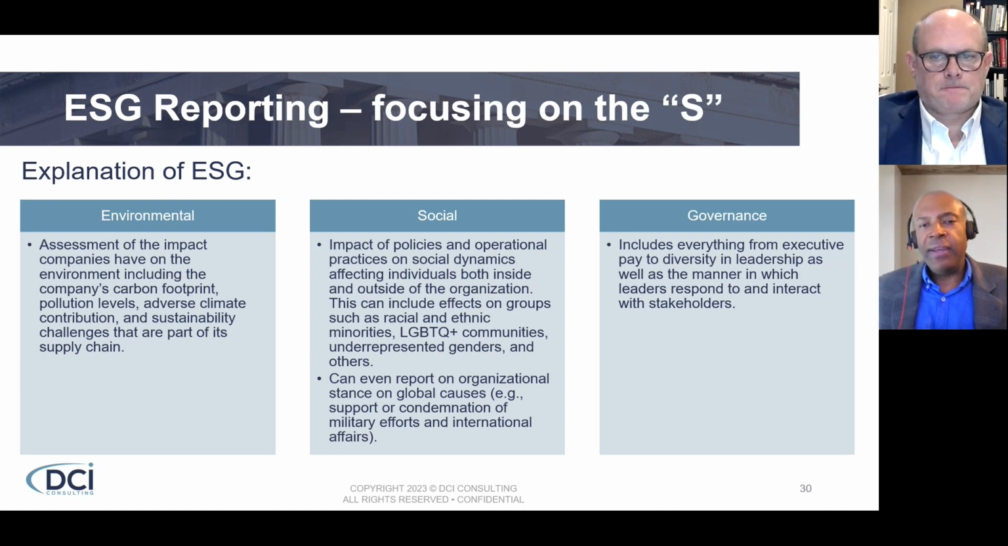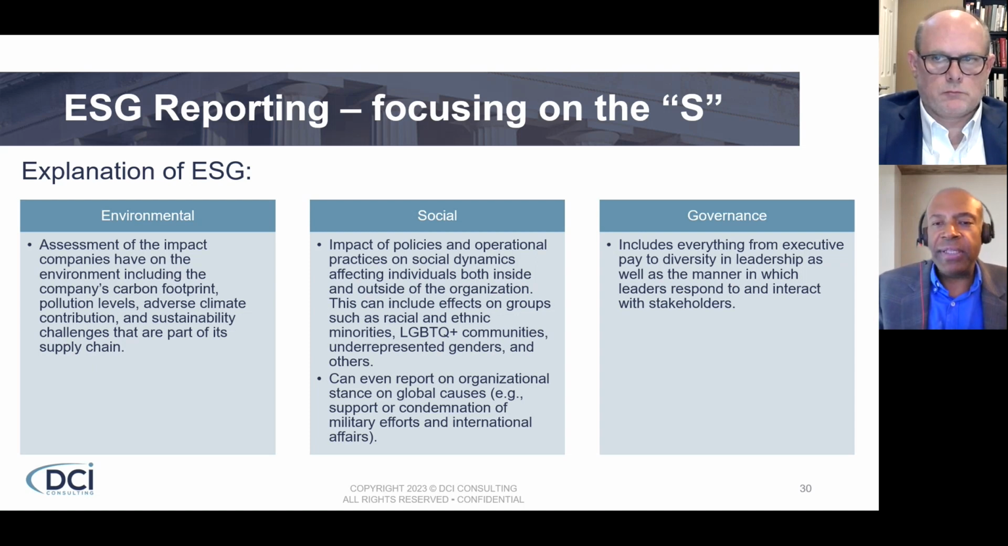So we can think of groups such as racial and ethnic minorities, or the LGBT community, or underrepresented genders, and many others. And then even carrying that idea farther in terms of the organization, how they might place their investments and resources in terms of taking stances against certain global phenomena and wider international stances.